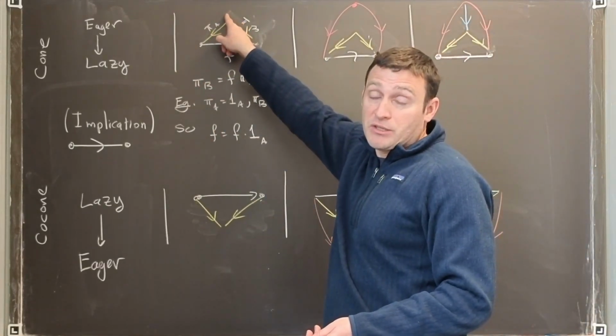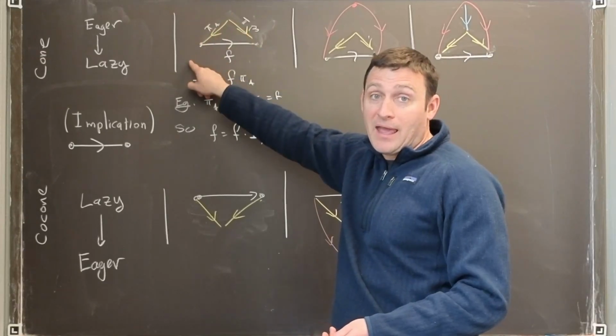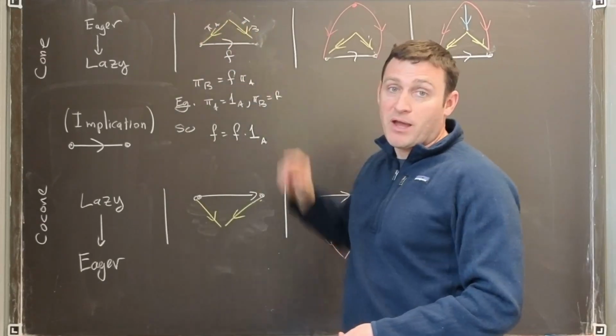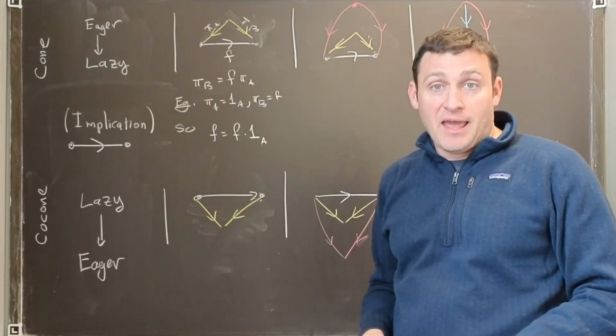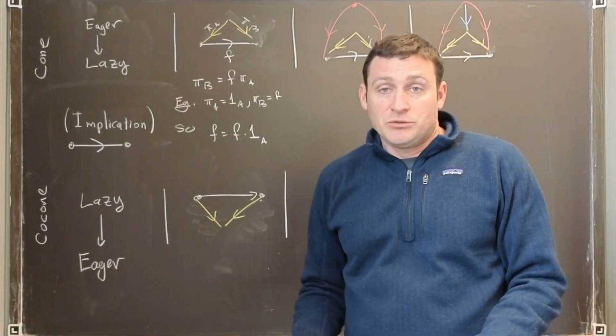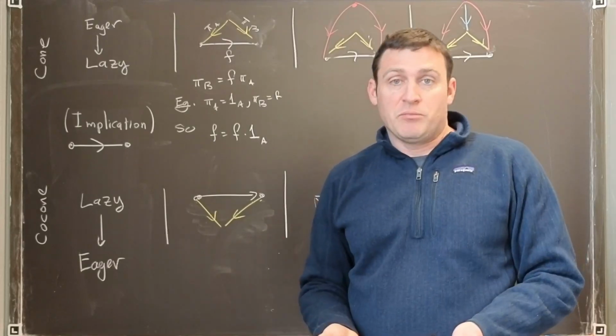Beginning in this position that I'm creating, I want to go by pi a and then apply f and get the same as pi b. So that reads as the equation pi b equals f times pi a. What are some easy solutions for that when you get to choose the two pi's?